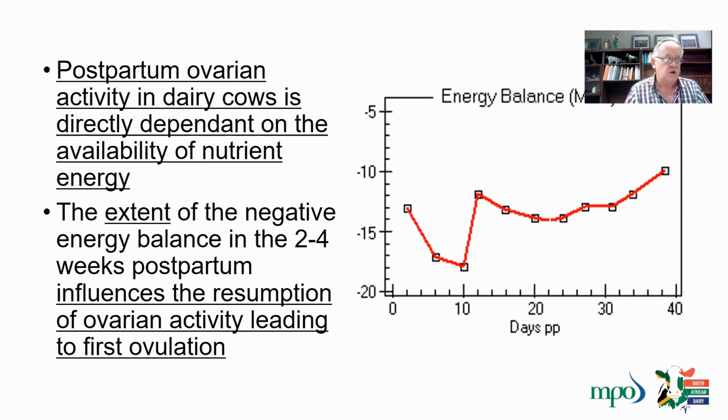You want proper ovulation in that cow. The extent of this negative energy balance in the 2 to 4 weeks postpartum influences the resumption of ovarian activity leading to the first ovulation. I'm reading all of that because this is a very, very important concept.